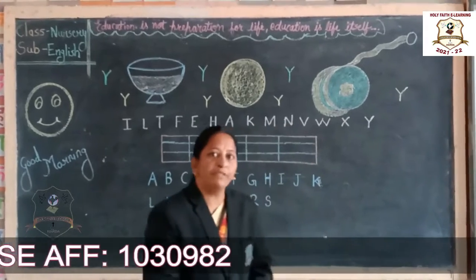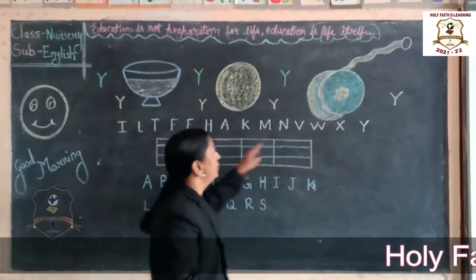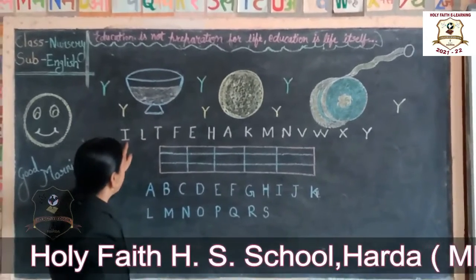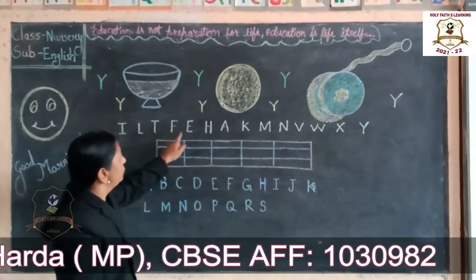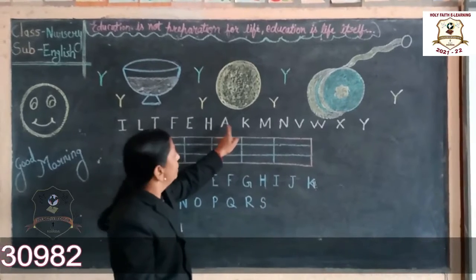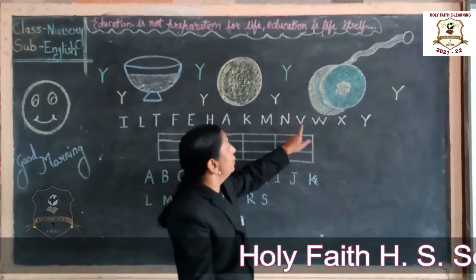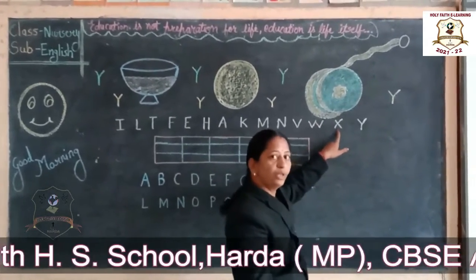Students, in previous classes we have learned these letters in our written part. You know now? Say one time. I, L, T, F, E, H, A, K, M, N, V, W, X. Okay students?